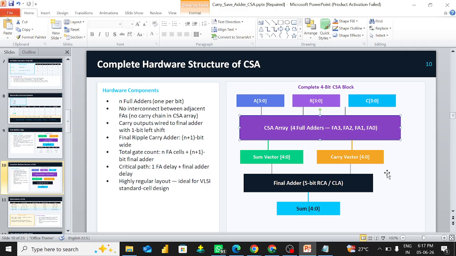Compare that with RCA: your carry will be transferred to the next adder, right? So depending upon your bits, your full adder delay will be determined. If you are using 4 bit, then it will be 4 full adder delay, right? But here we have only one full adder delay. So just remember this, CSA is only going to produce one full adder delay, and it produces that delay in the final adder.